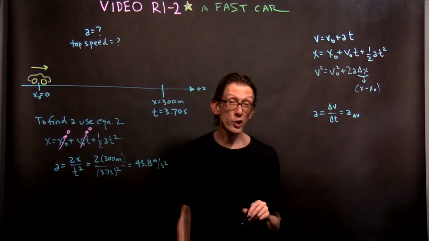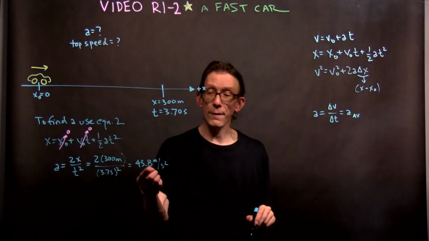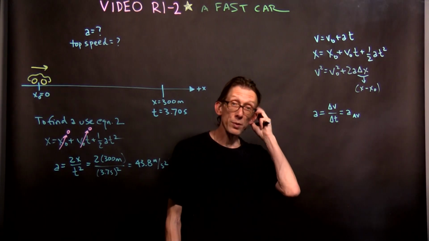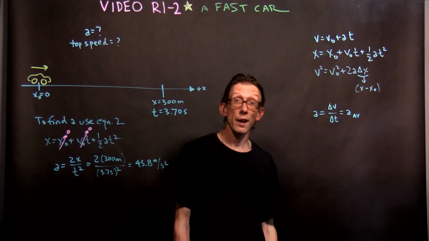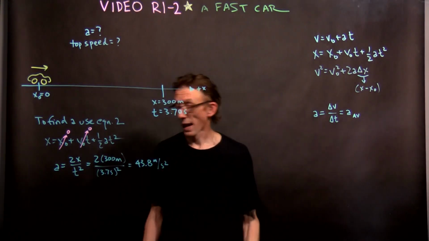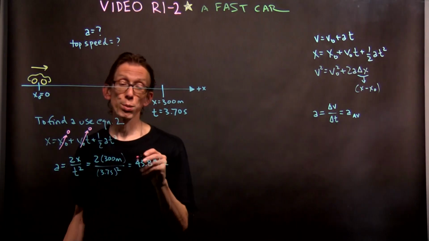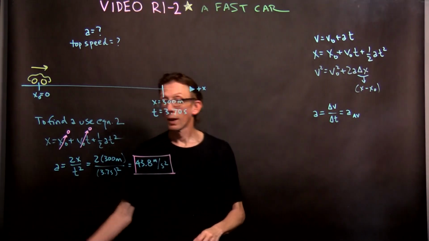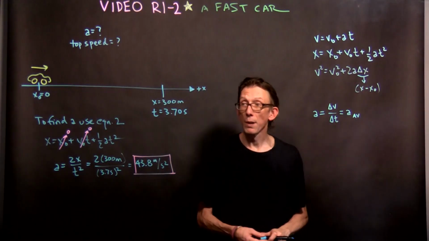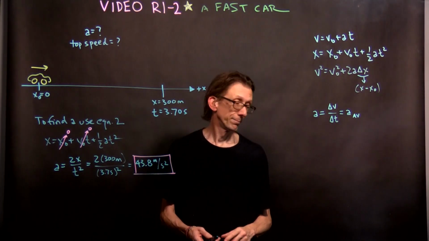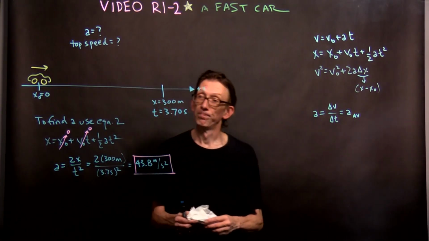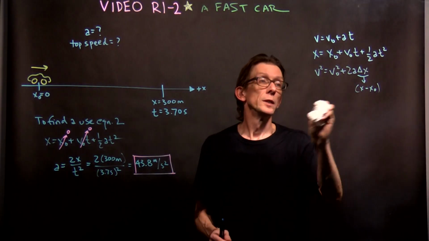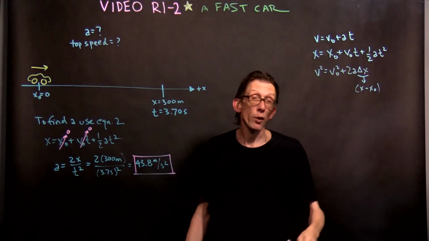You've heard of that phrase before, g's? That's acceleration due to gravity. This is roughly 4.5, a little bit less than that, maybe 4.4 times the acceleration of gravity, which is a lot of acceleration. Okay, so that is the answer to a. It was simply a plug-in. We used a single equation, number 2, and popped the answer out: 43.8 meters per second squared. Again, we couldn't use number 1 because we didn't know the final velocity. We couldn't use number 3 because we don't know the final velocity.